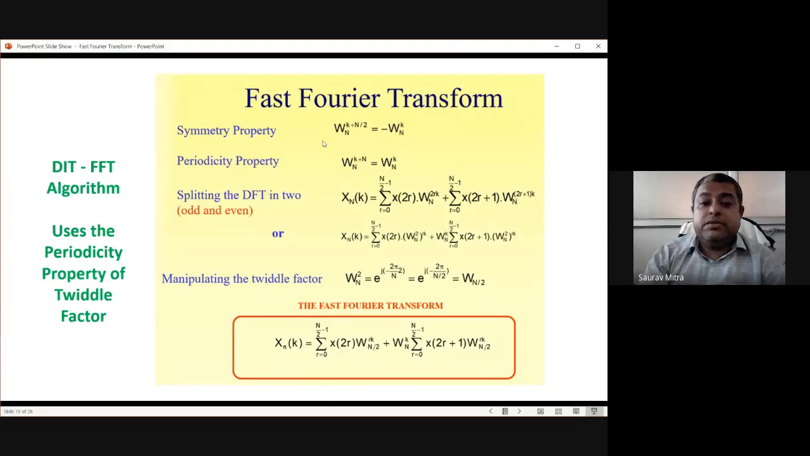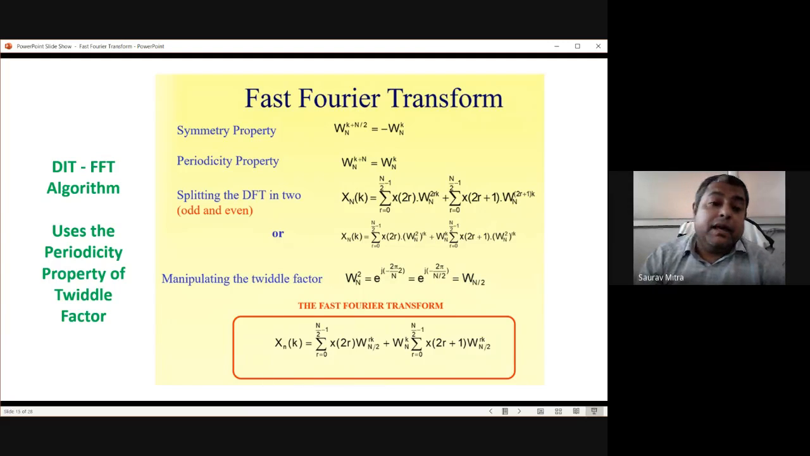So two properties of the Twiddle factor are used, and the whole algorithm is actually dividing the input space, whatever is given, into the even part and odd part. In 4-point FFT, x0, x1, x2, x3 is given. When we are doing DIT FFT, first we divide the input: x0 and x2 we take as one part, and x1 and x3 as another part, and we process the even part and odd part separately.